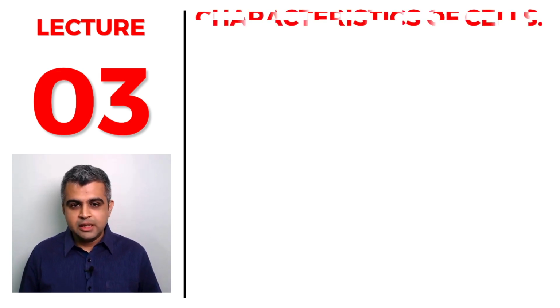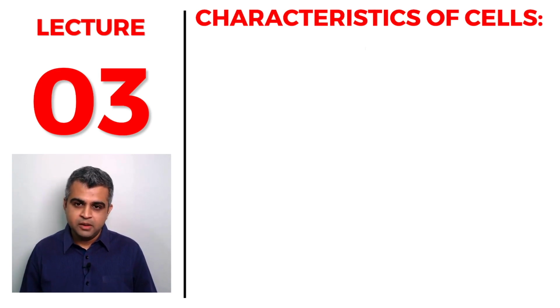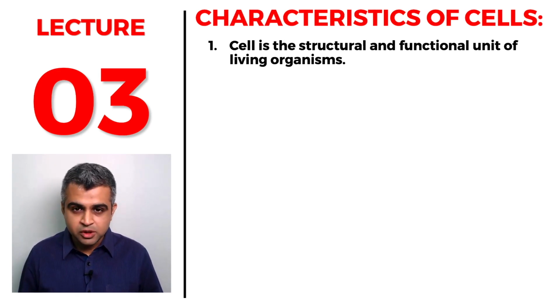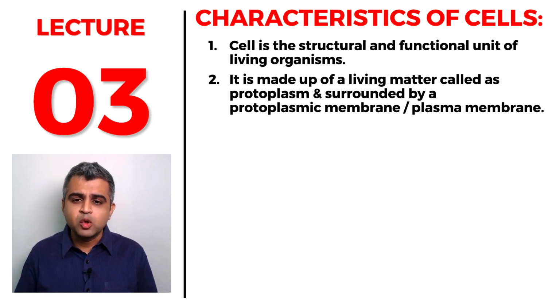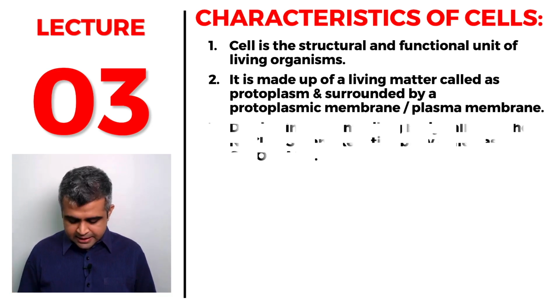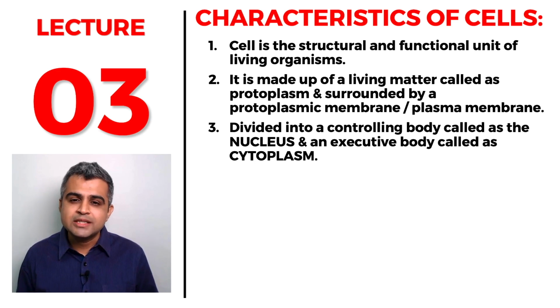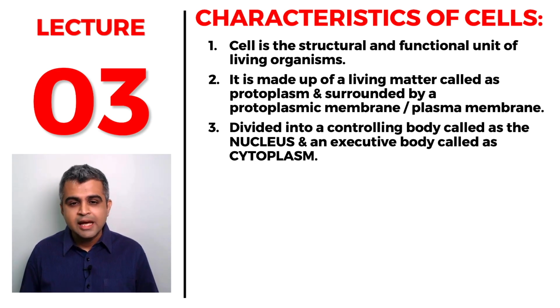And here we saw that there are 6 characteristics of the cell. The cell is the structural and functional unit of life. The cell is going to be made up of living material which is going to be called as protoplasm, which is surrounded by a protoplasmic membrane or a plasma membrane. Inside that you are going to have a controlling center which will be called as the nucleus, and an executive center which will be called as the cytoplasm.